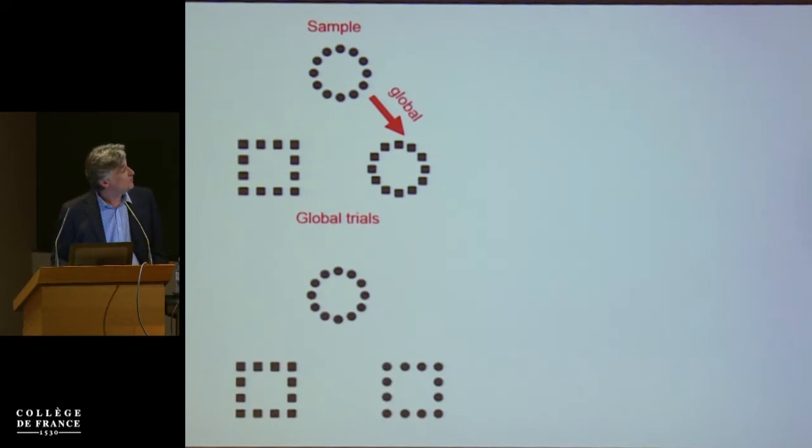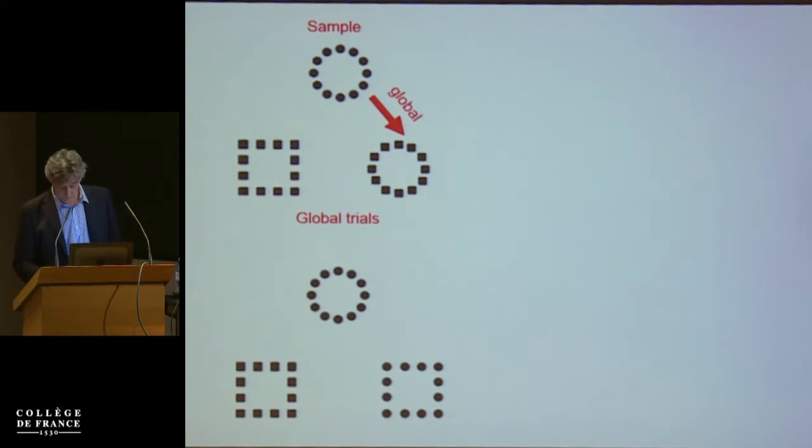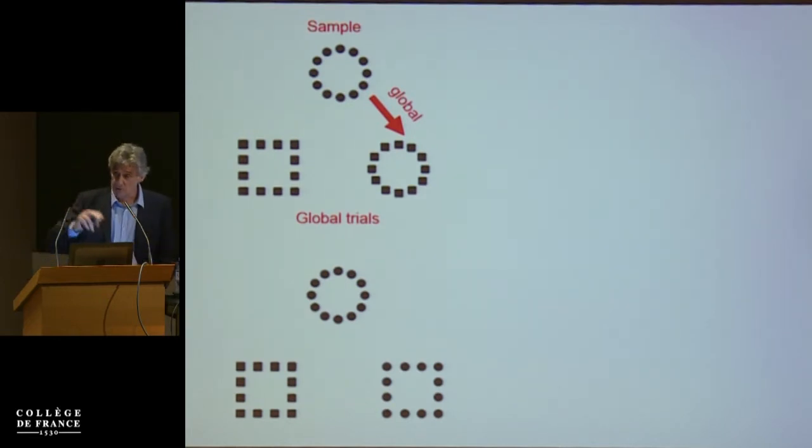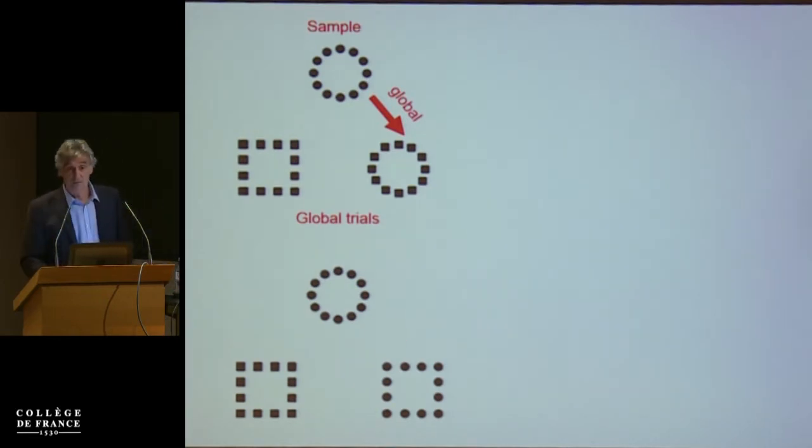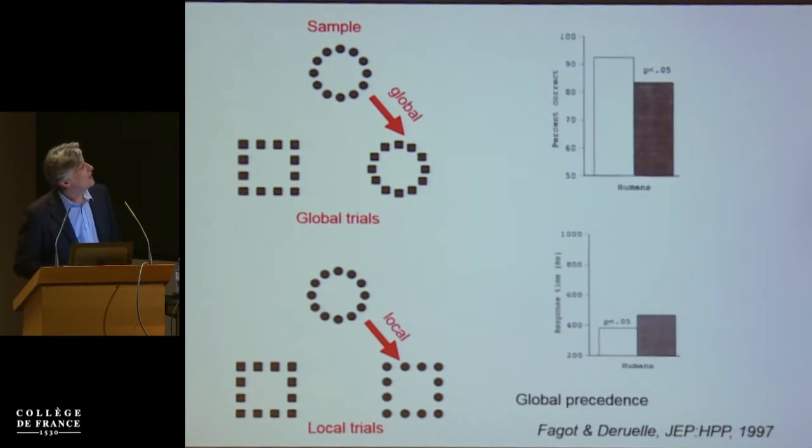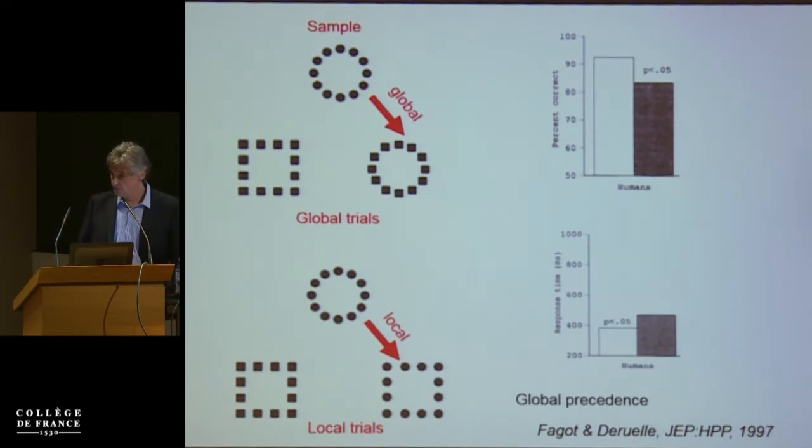But you can do the same thing for local trials. So the animal will have to select one of these two. It will be this one, because now this is a local match. There is a similarity at the local level. We do the experiments on humans. We do the experiments on baboons. These are the results on humans. You can see that humans replicate global precedence. So they are better for global trials. You don't see the legend here, but they are better for global trials, and they are faster for global trials in comparison to local ones.